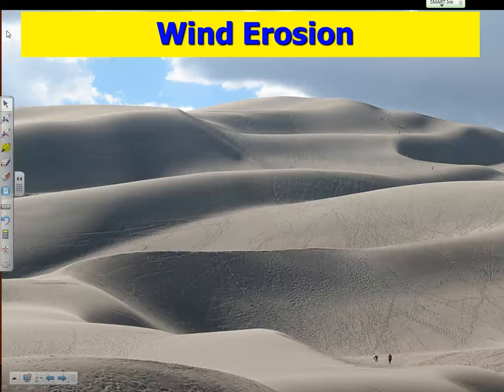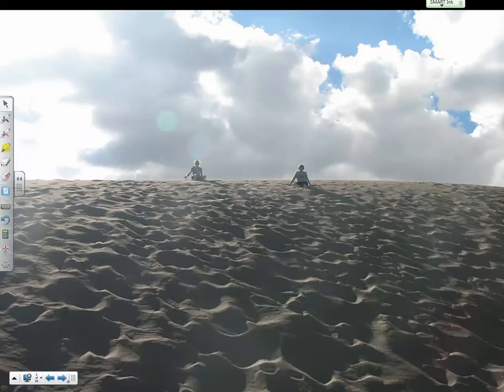So we'll start off here with a nice photograph showing the Great Sand Dunes National Park in southeastern Colorado. And you can see my kids in the foreground, and way up near the top you can see some people climbing up to these massive dunes, all eroded by wind. And there they are sliding down one of the slip faces.